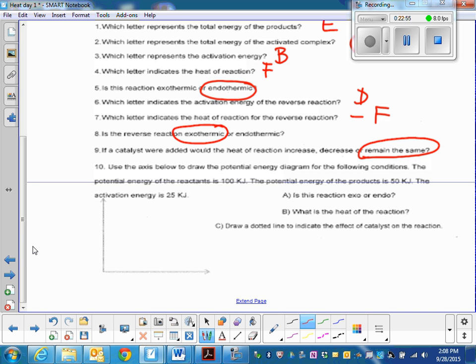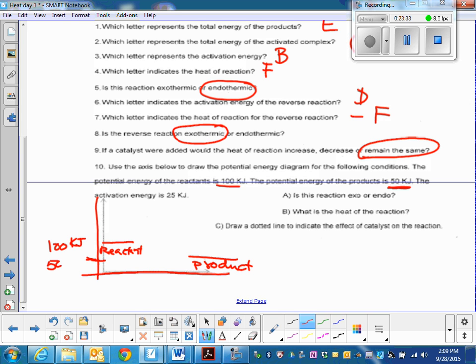So here is my potential energy diagram. What is the potential energy of the reactants? 100. Is that right? So I'm going to make up a line here and call that 100 kilojoules, and that is my reactant energy. Everybody good? Now, what is the energy of my product? 50. Is it more or less than 100? Less than. So I'm going to call this my product. What is the energy of my product? 50 kilojoules, correct? Now, when my reactant becomes product, what do I need to provide it with? So what is the activation energy given here?